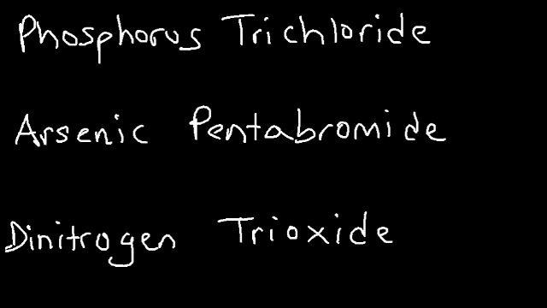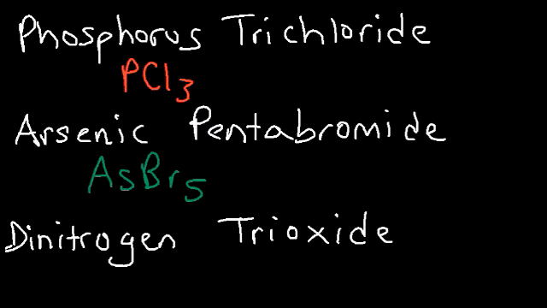So phosphorus trichloride. Phosphorus is P, chloride is Cl, and there's 3 Cl, so PCl3. Arsenic pentabromide. So arsenic is As, penta means 5, bromide is Br, so AsBr5. Dinitrogen trioxide, that's N2O3. So that's how you can name and write the formulas of molecular compounds. Very easy.